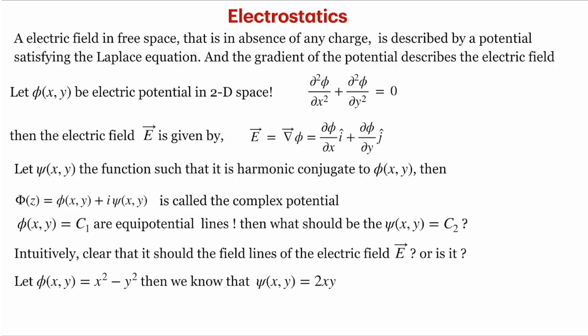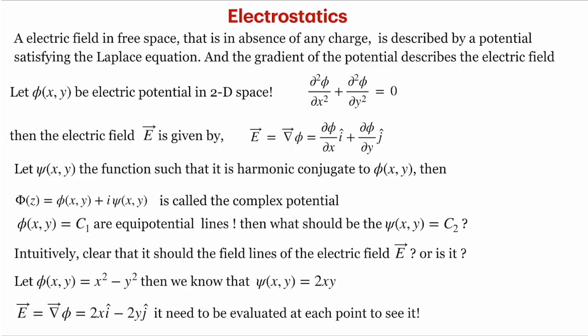So let's quickly look at the function f of x,y equal to x square minus y square. Then we know that its harmonic conjugate is 2 into xy. Now we can construct an electric field for this potential, and we see that it is given by 2x into i cap minus 2y into j cap. Psi of x,y represents the electric field lines.